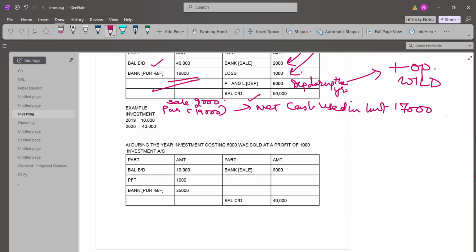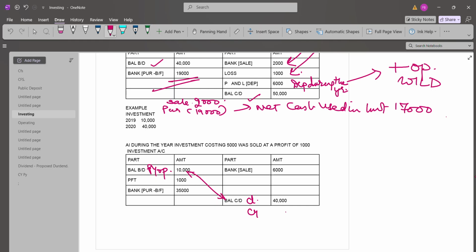Now we come to the example of investments. As of now, we were seeing fixed asset. So investment again is an asset. Opening balance or previous year balance comes here. Closing balance or current year balance comes here. These two are the balances.